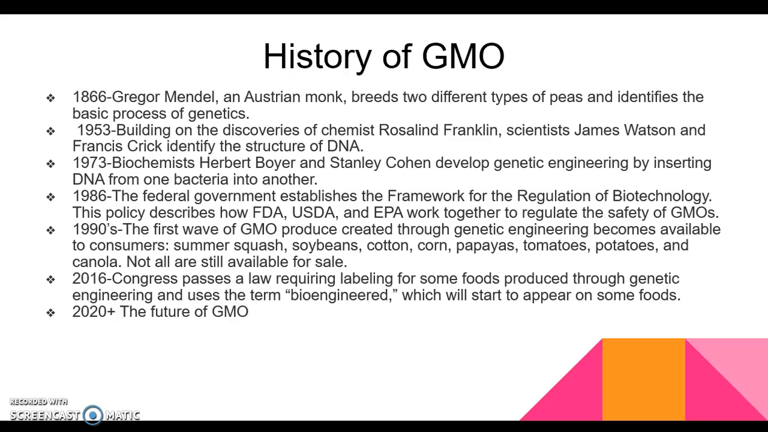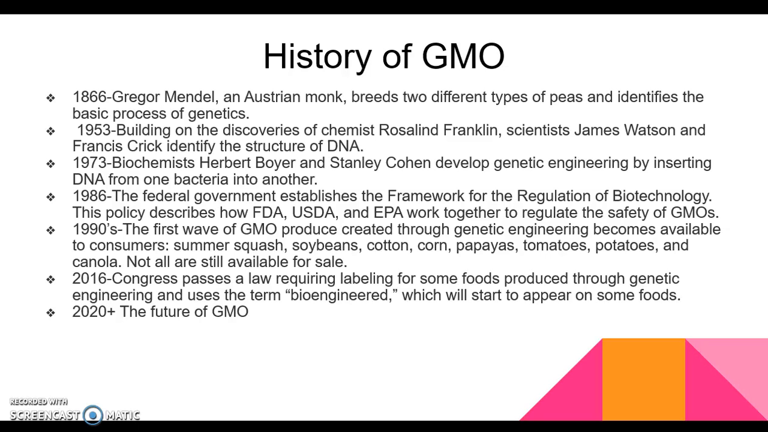In 1866, Gregor Mendel identifies the basic process of genetics. In 1953, chemist Rosalind Franklin, scientist James Watson, and Francis Crick identify the structure of DNA. In 1973, biochemist Herbert Boyer and Stanley Cohen developed genetic engineering by inserting DNA from one bacteria into another. In 1986, the federal government establishes the framework for the regulation of biotechnology.